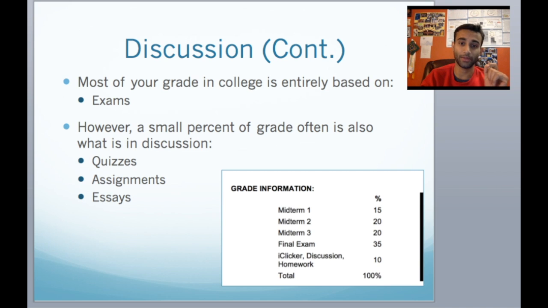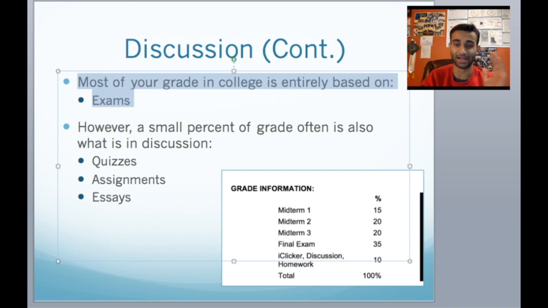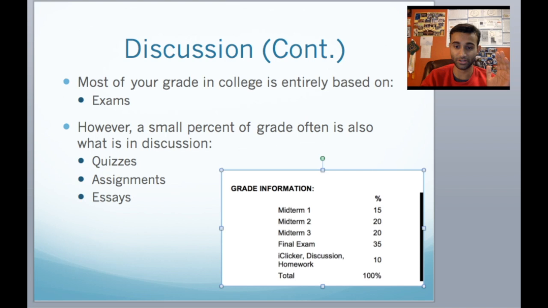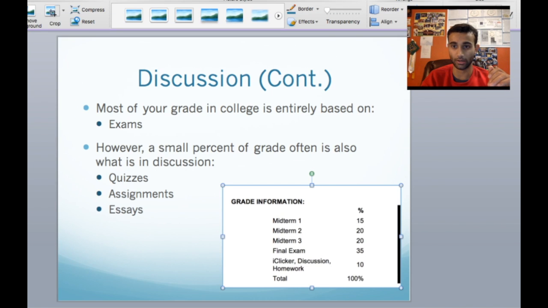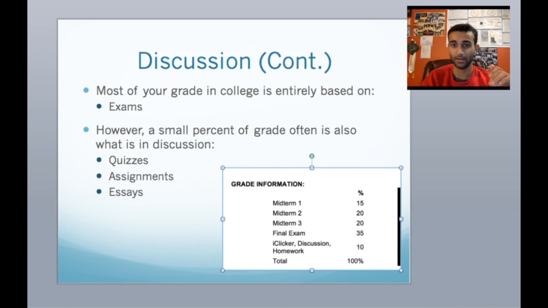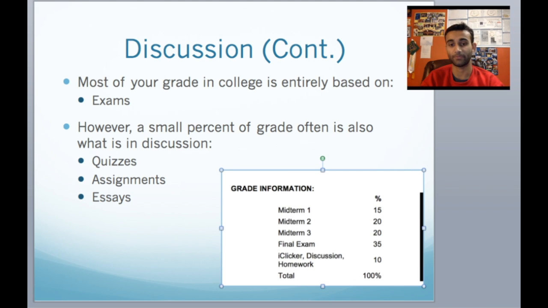So in this case, remember that most of your grade in college is based entirely on exams. If you look at this image that I'm highlighting right now, you'll see that there are 3 midterms in this hypothetical class, and those midterms make up almost 55% of your grade. And then you have a final exam. The final exam makes up another 35%. So 90% of your grade is literally just tests, right?